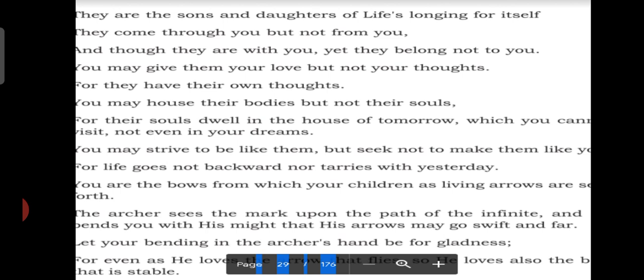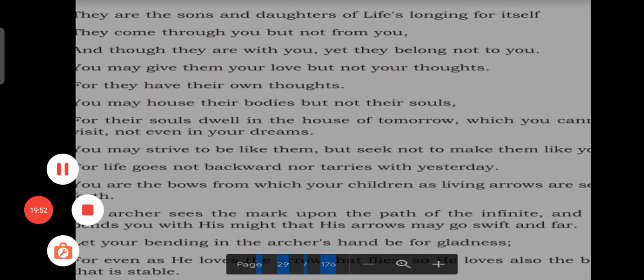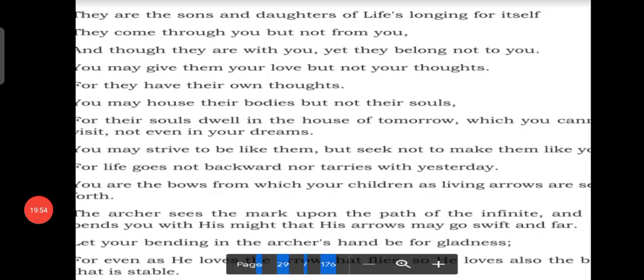For they have their own thoughts, because children are very creative. Children have inborn thoughts with them. They can think for themselves. They can decide for themselves. That is why parents should not force their ideas on their children. You may have their bodies, but not their souls. So only the bodies of children are with their parents. Souls belong to God. They come from God and they go back to God.